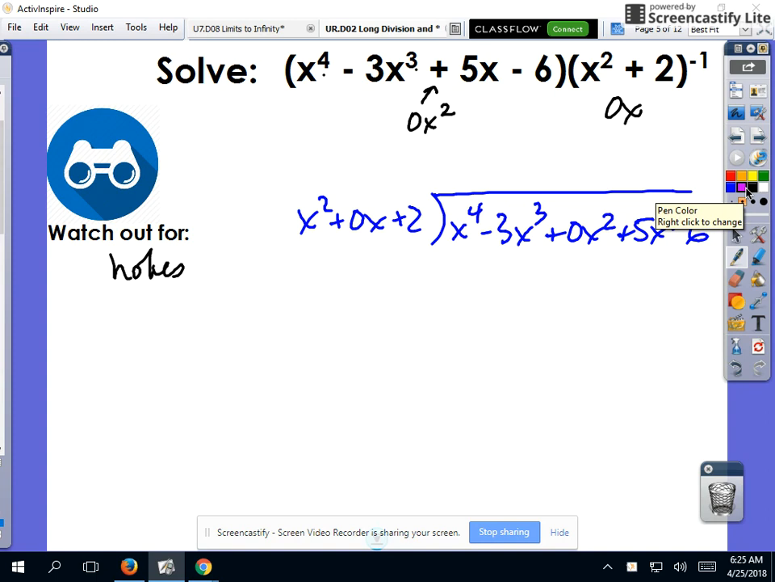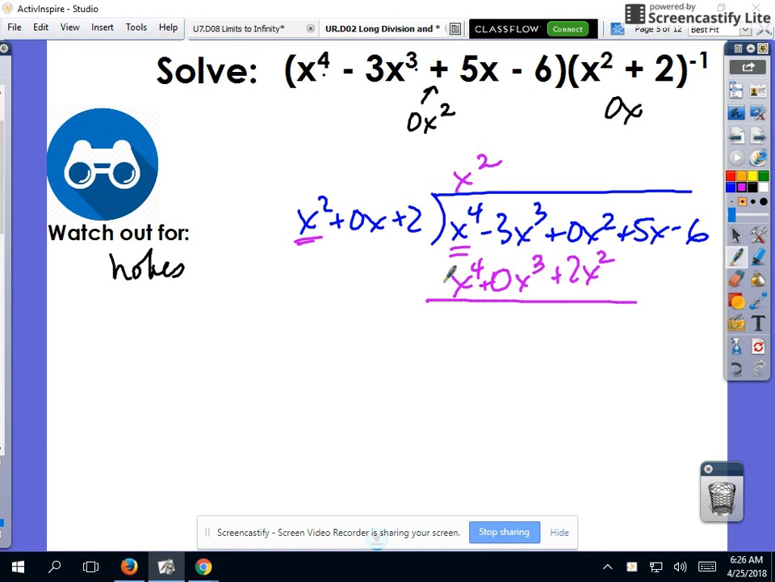Okay, for us, we're going to look at this guy and this guy. We're going to see that x squared multiplies it. X squared times x squared gives us x to the 4th. Those should match. X squared times 0x gives me 0x to the 3rd. X squared times 2 gives me 2x squared. When I subtract down, that goes away. That becomes negative 3x cubed. And this becomes negative 2x squared.